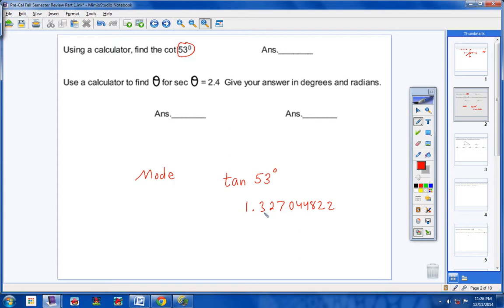Now what you want to do, students, is you want to flip that, and the way that you flip it is to use the button. It's the far left column, fourth button down from the top. Far left column, fourth button down from the top. It's X to the negative 1 button, okay?